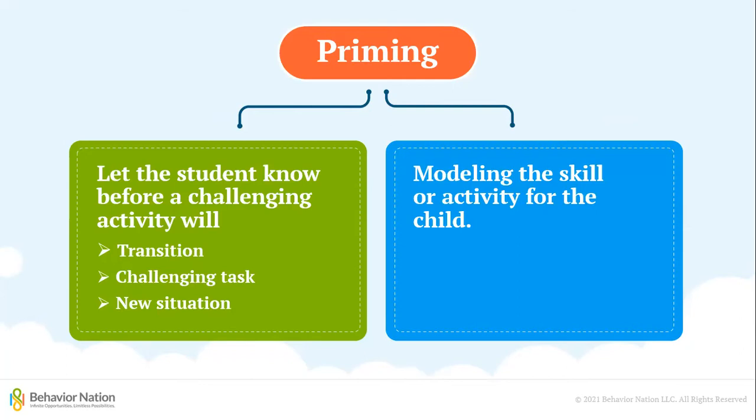Finally, you can prime your child with new situations. You can tell them what the new situation might look like, what you expect from them in the new situation, and the different behaviors that they can engage in. You can also model the skill or activity for your child. In this way, you'll be showing your child what successful completion will look like.